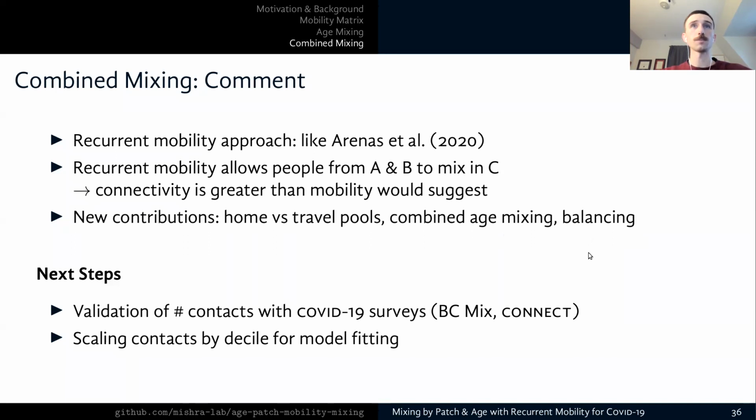And so the next steps with this, we're working to make sure that the absolute numbers of contacts formed per person per day, especially during the pandemic, are actually reflective of some surveys that have been conducted throughout the pandemic in terms of absolute values. And then the other thing is that currently the numbers of contacts assumed to be formed by individuals in each of these neighborhoods is assumed to be the same for all those different neighborhoods.